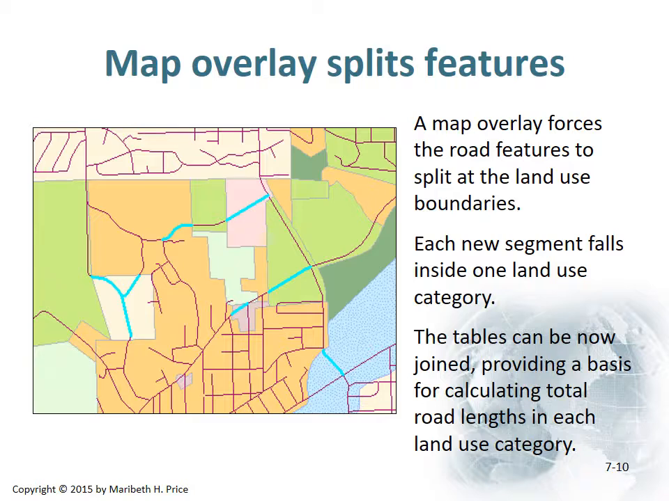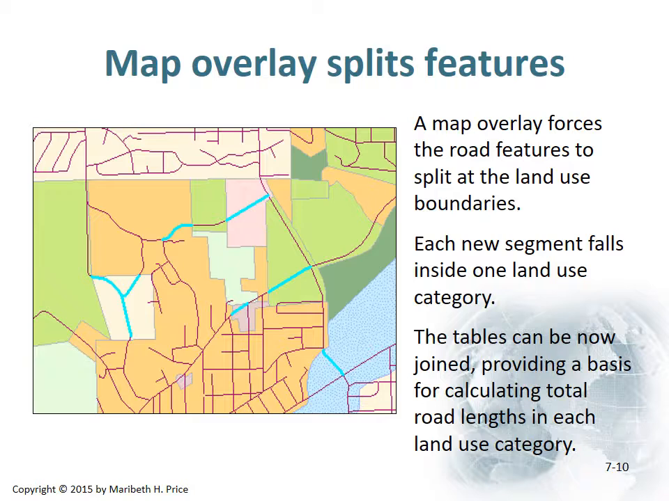Another variant of spatial queries is the map overlay. There's a couple different versions of that. What a map overlay does here in this example is we're splitting features in one data set based on another. So we have land use polygons and roads. And so what we can do is we can say, use the operation to apply the attributes of the polygons, land use, to the line features, the roads.